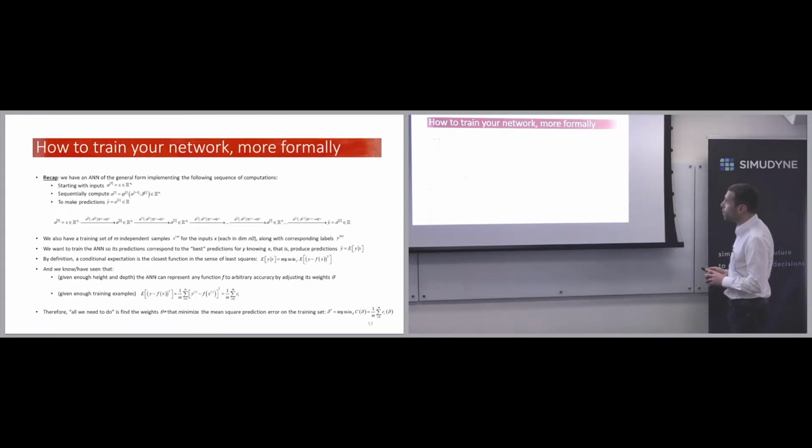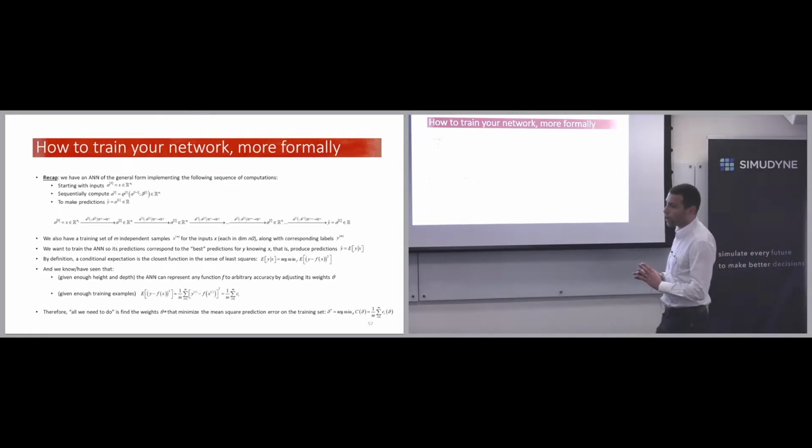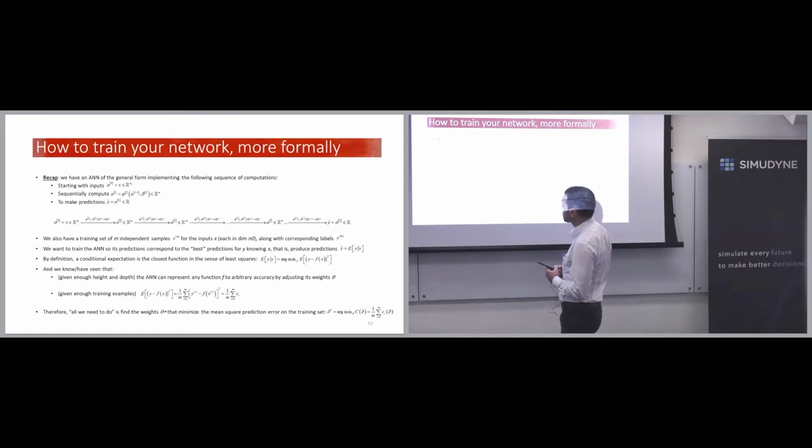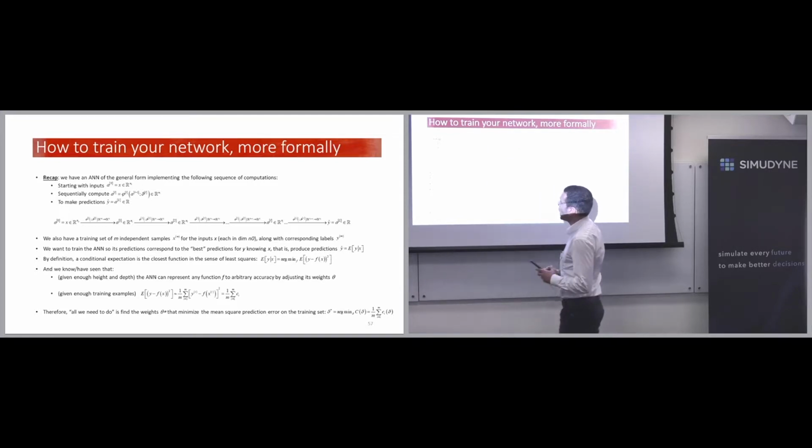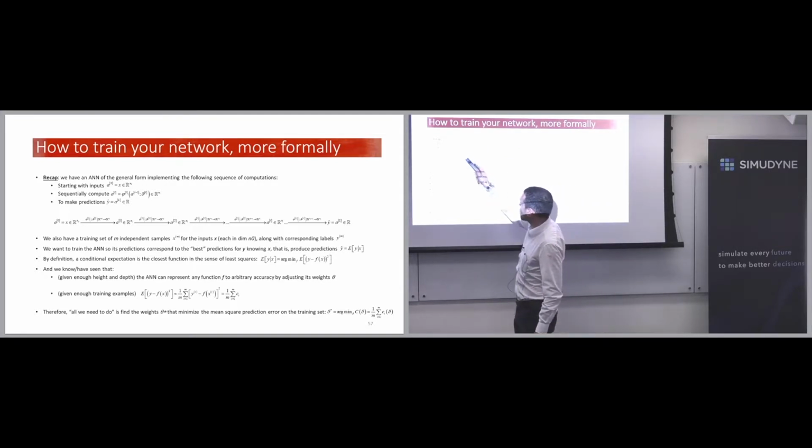So more formally now, how to train your network. Recap: we have a neural network of a general form, we're not on MLPs yet, implementing the following sequence of computations. I'm repeating this quite a few times so that you're not lost. Starting with the inputs x, in some dimension n_0, we call this vector a_0. We sequentially compute a_{l+1} from a_l by application of some vector-to-vector functions phi_l, parameterized by a vector of parameters theta_l, to finally make a prediction y hat, which is the final layer, a_L.